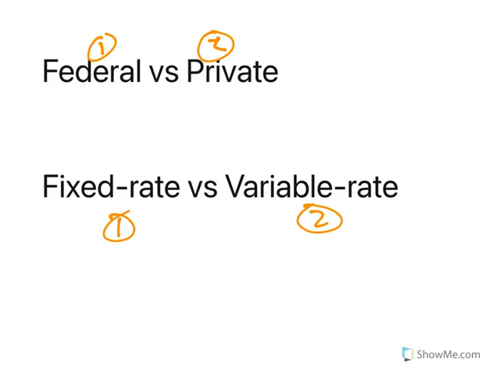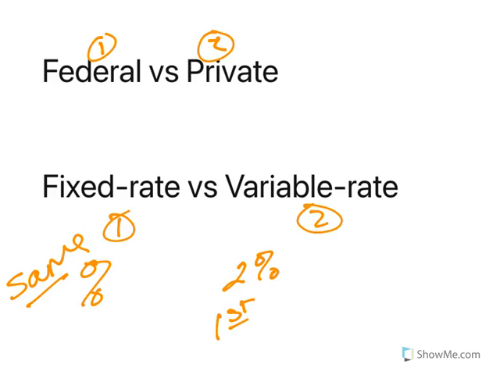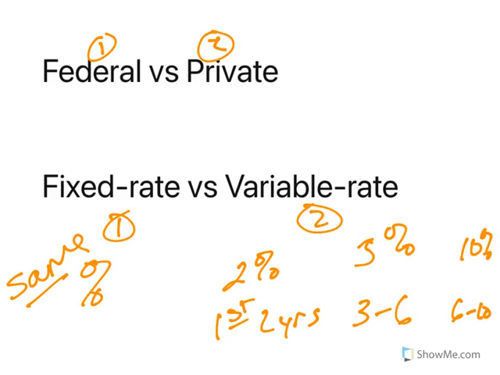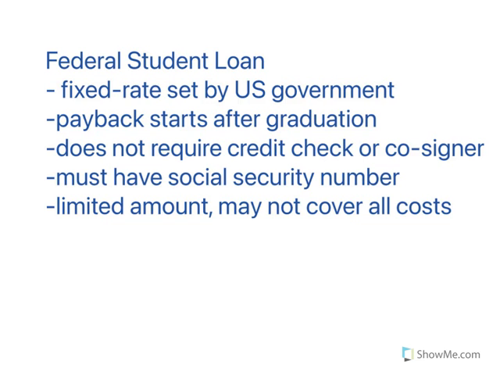Now, the thing with fixed rate is that you will have the same percentage the entire time. So if you get the loan and it's 2%, it's going to be 2% the entire life of the loan. Whereas with a variable rate, it might be 2% for the first 2 years, and then it might be 5% for years 3 through 6, and then it could be 10% for years 6 through 10. You just never know. So variable rate means the percent may change. Okay, so those are the different types. Now let's see what this means.